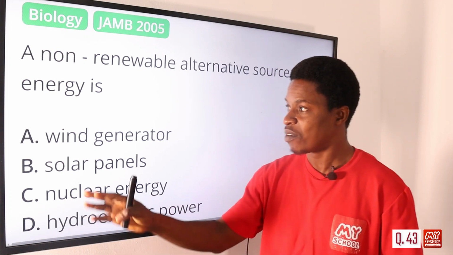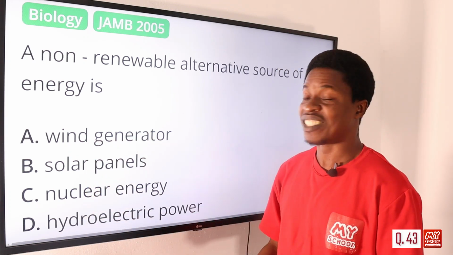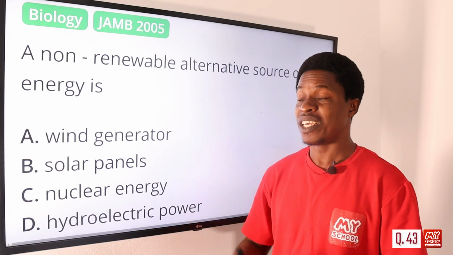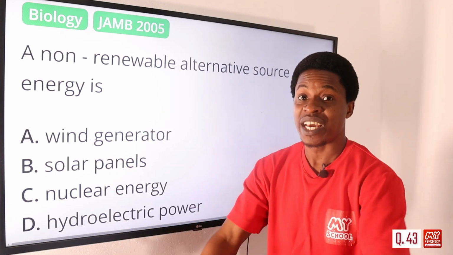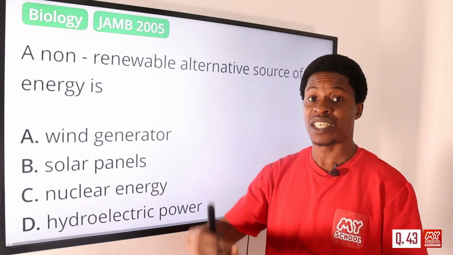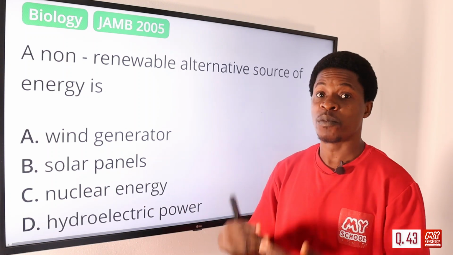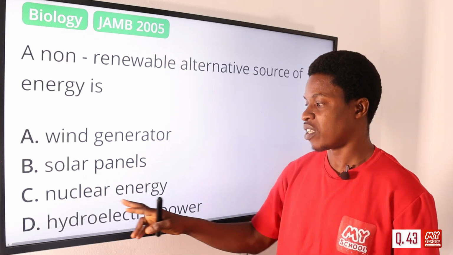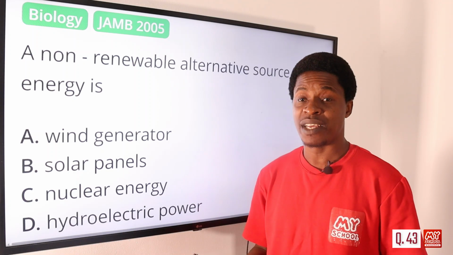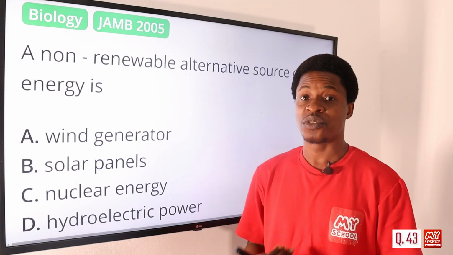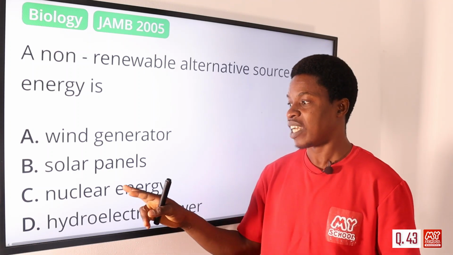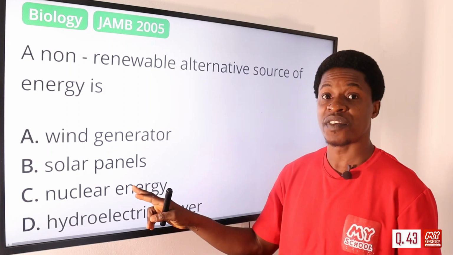We have the wind. Let's look at the option wind generator. A wind generator is definitely renewable because wind cannot cease. If wind ceases, then humans fail to live. In as much as wind is natural, it keeps coming. So we can have the wind generator always there. We have the solar panel, like I said earlier, and in as much as we have the sun there, the solar panel becomes renewable. Option C is nuclear energy. Nuclear energy requires the atoms of a particular element, let's say uranium, for instance, as the source. Once you keep using the uranium, it can be exhausted, but it cannot be replenished. So this is a non-renewable alternative source of energy.